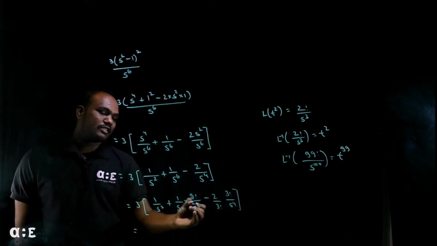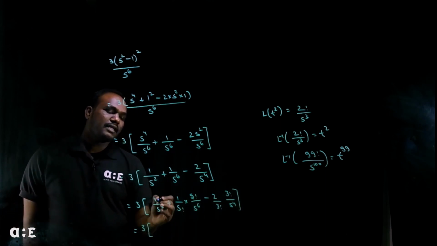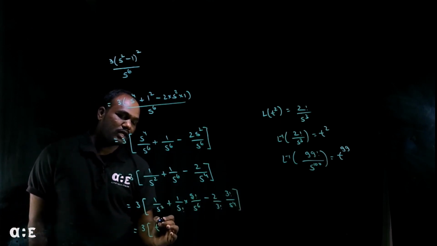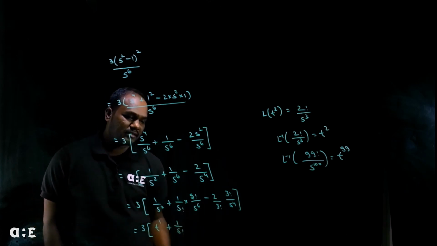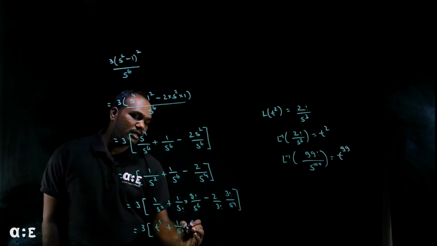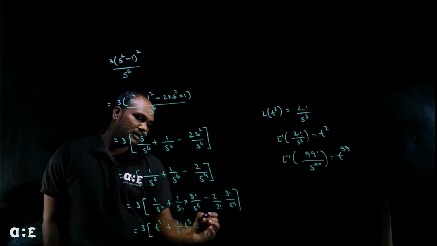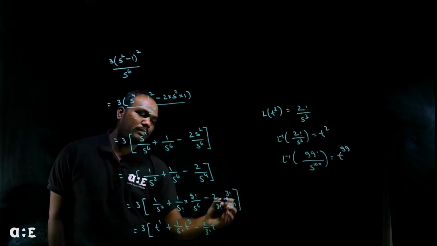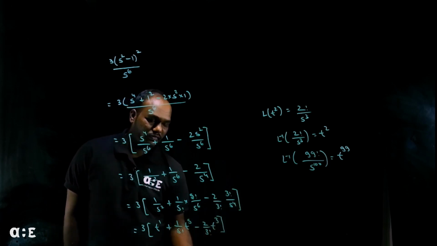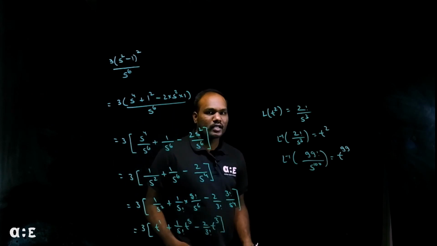So when I put Laplace inverse of these terms, now we can directly see 1 by s square Laplace inverse is t power 1, plus 1 by 5 factorial, I'll just keep it as it is, and this can be written as t power 5, minus again 2 by 3 factorial, just write, and we can write this as t power 3. Is that cool?